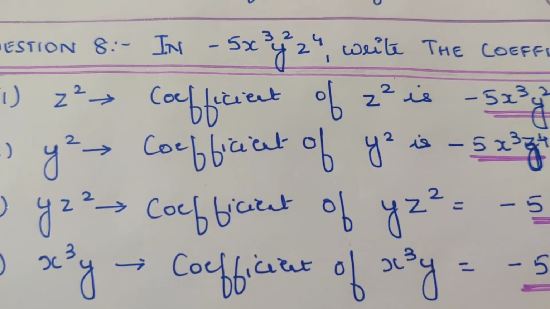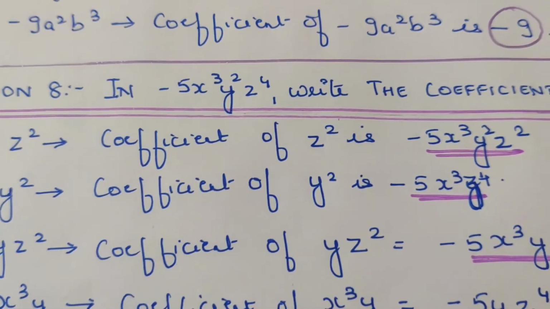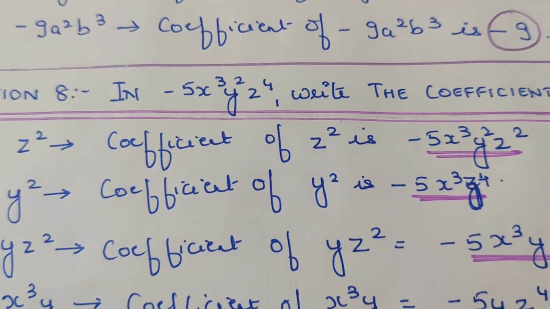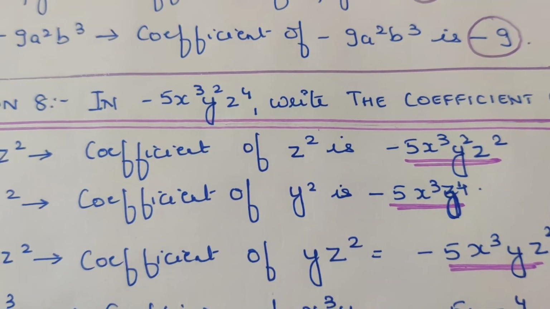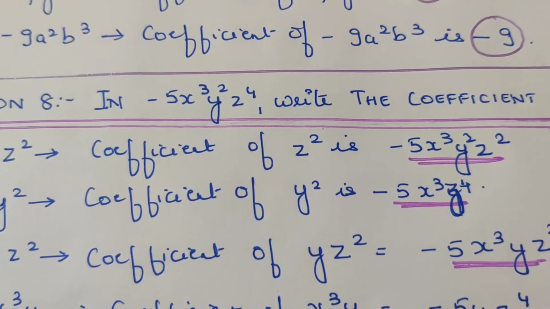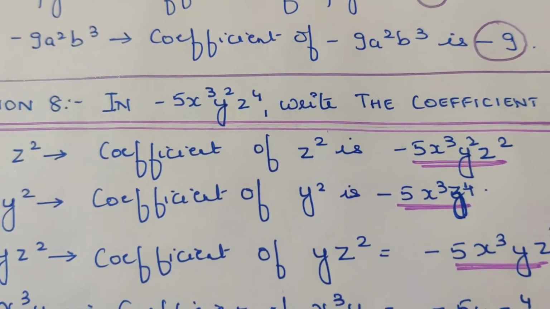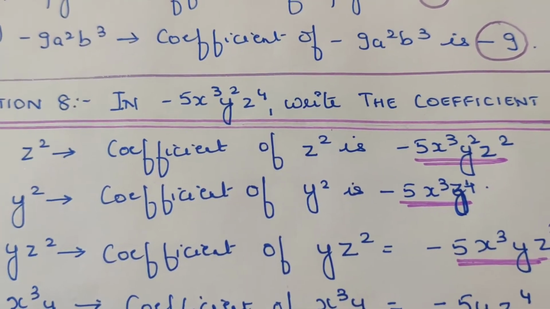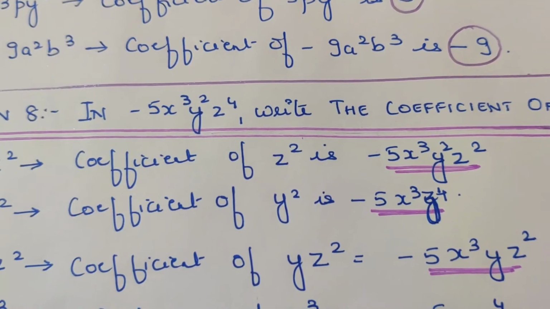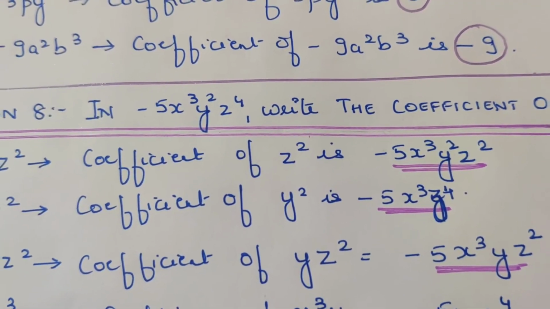Right? yz square they have said. So coefficient of yz square, removing 1y and z square, what do you get? Minus 5x cube. Because it's y square, remove 1y, it becomes y. And z square you need to remove. Z to the power of 4 minus 2 is z square. Therefore the coefficient is minus 5x cube yz square.